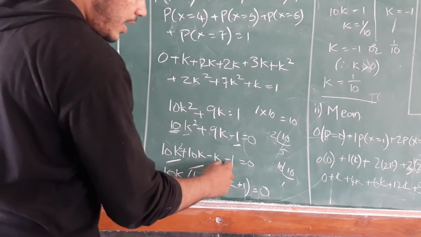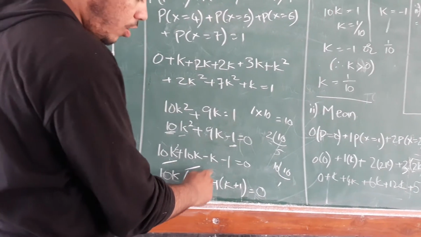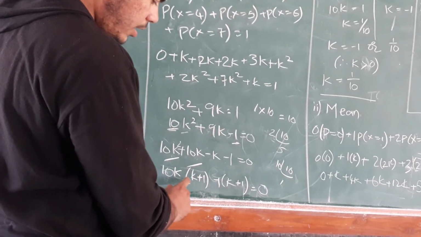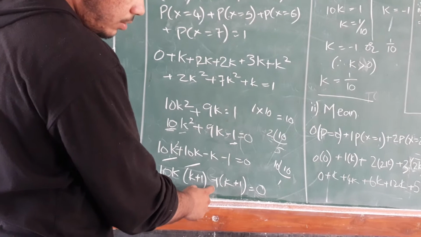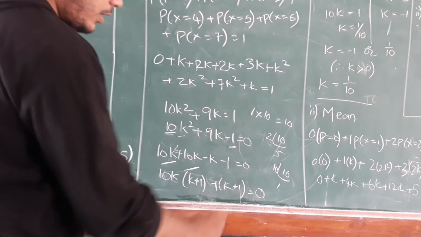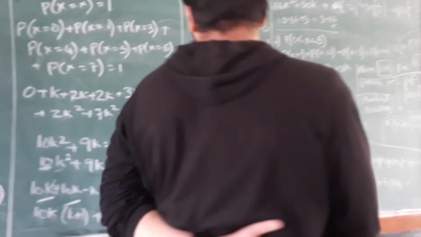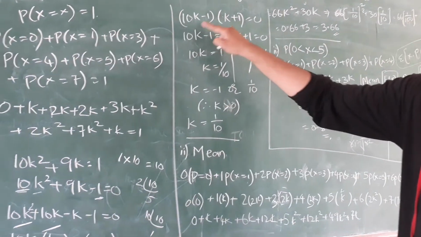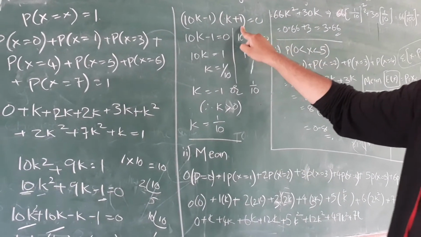In the same way here, minus 1, we have to take a common. So k plus 1 will become here. 10k into k plus 1 minus 1 of k minus 1, k plus 1 we have got. Now here k plus 1 is the common: 10k minus 1, k plus 1.